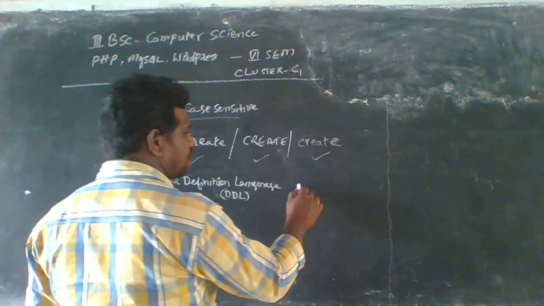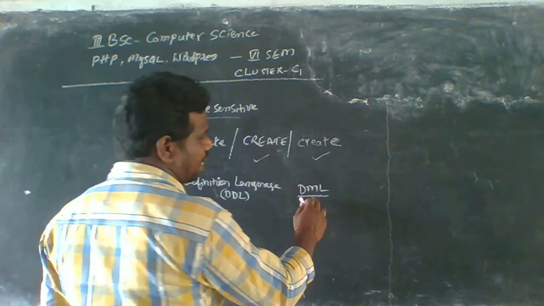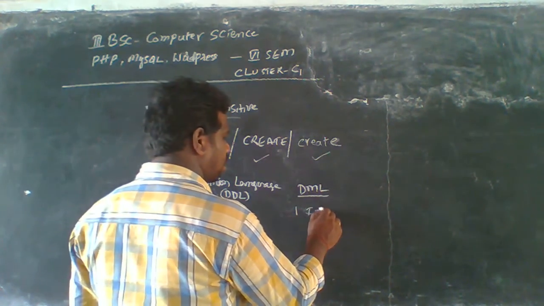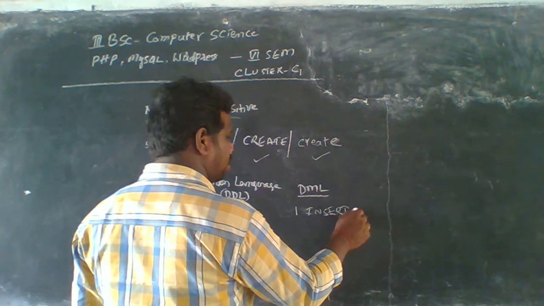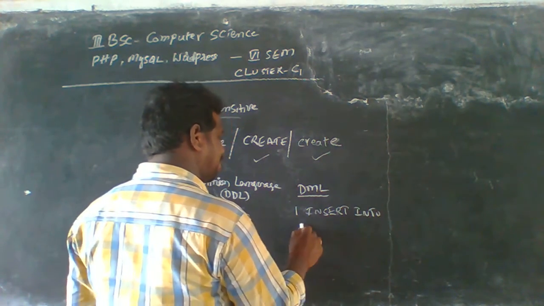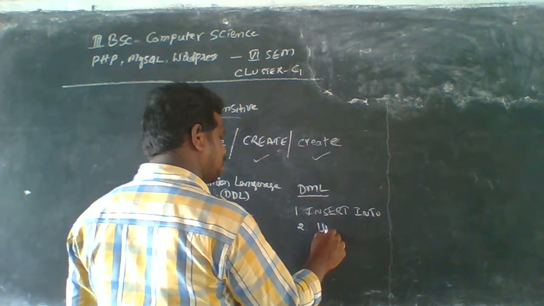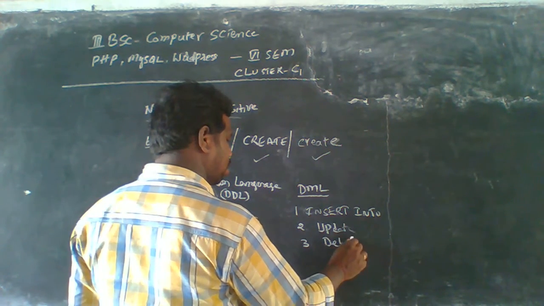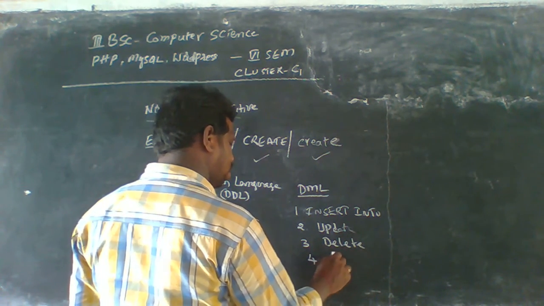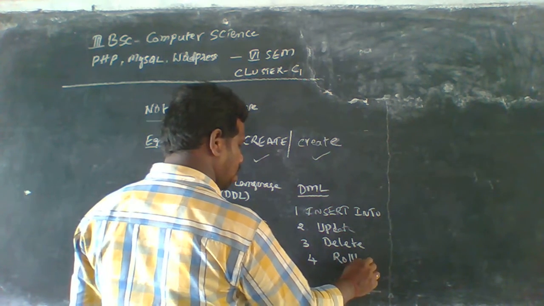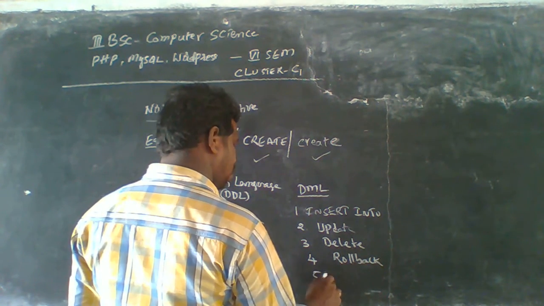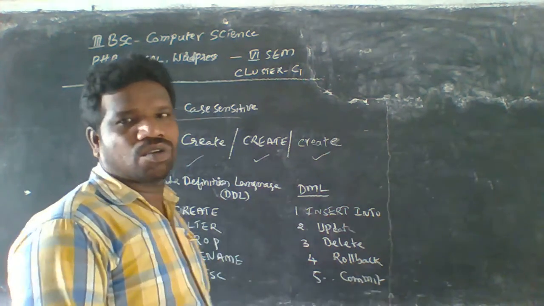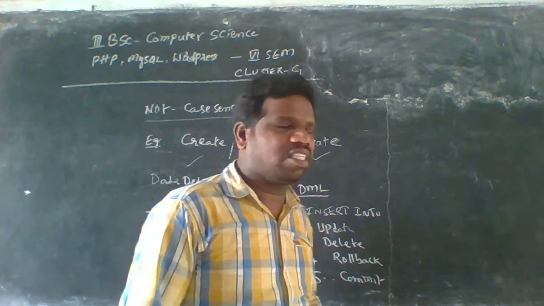And we have to see there are DML commands. DML means data manipulation language. It also has commands such as insert into, and the second one is called update. The third one is called delete. The fourth one is called rollback. One is called commit. Okay, so this type of commands we have to see in this scenario.